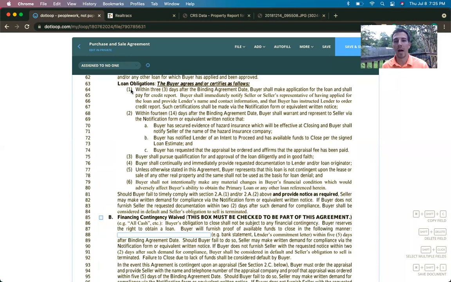So if your buyer is not meeting these deadlines, the seller can let you know via written notification that you have not met these deadlines. And then if you don't correct them within 2 days, the seller can terminate this agreement. So again, know the deadlines in this contract.